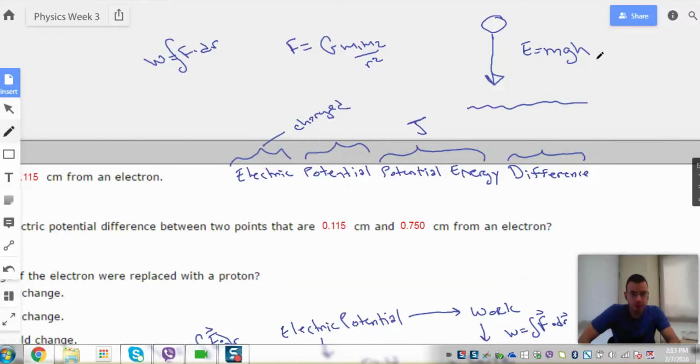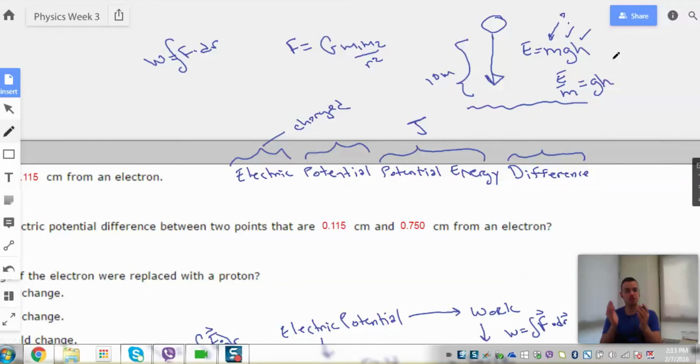So here you'd say, all right, we have 10 meters off the ground. So we know what height is, we know what gravity is, but I never told you what the mass was. So how can you know how much energy something has if we don't tell you the mass? Well, you could be like, all right, I don't know what the potential energy is, i.e. the energy due to the position of the ball that you're talking about, but I can't tell you the amount of energy depending on the kilograms of it.